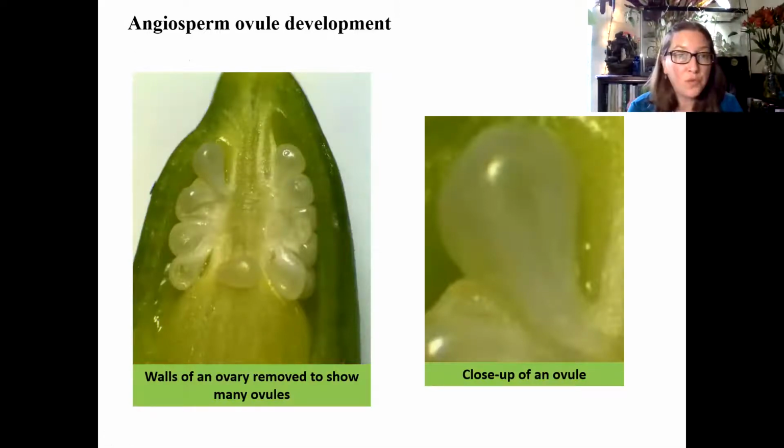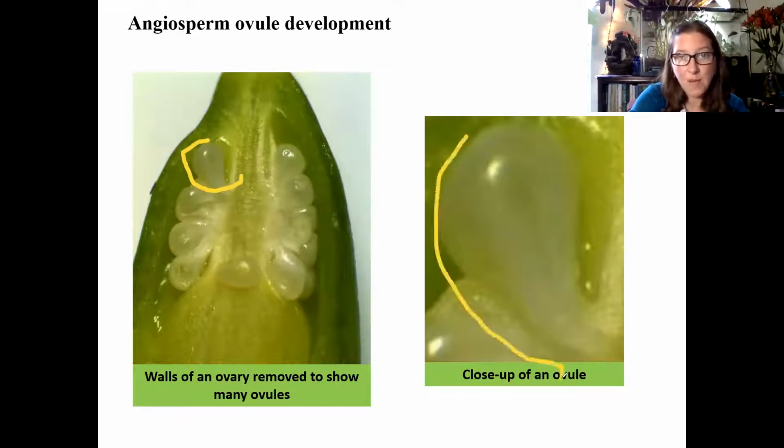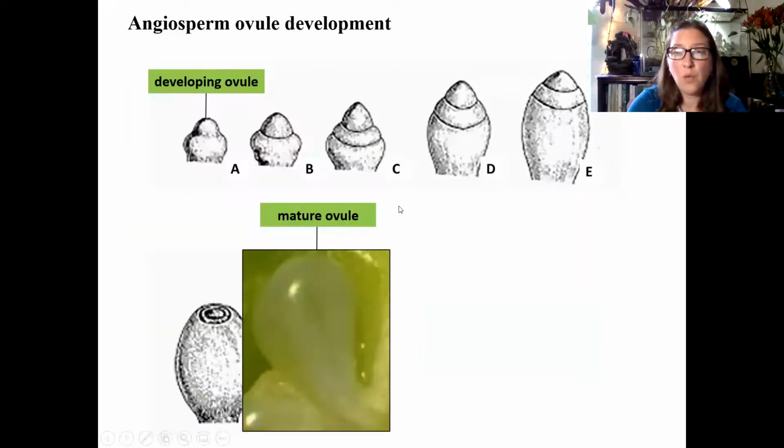If we were to remove the walls of an ovary, we would be able to see the ovules inside. So here on the left, we removed the walls of an ovary of a lily. And here's one ovule, here's one ovule, etc. And we're actually going to look at this one. This is that one close up of that ovule.